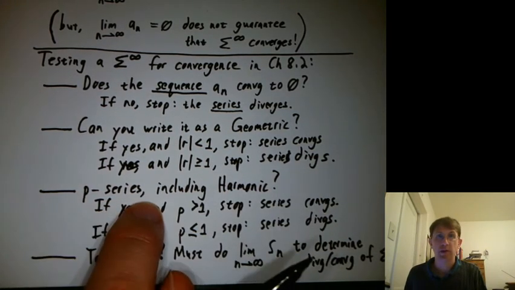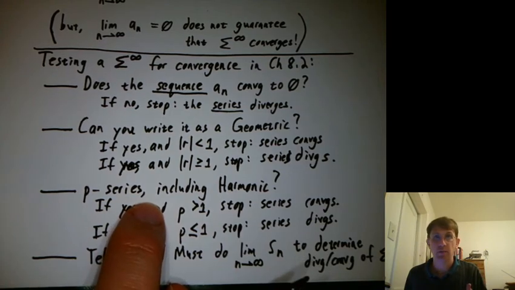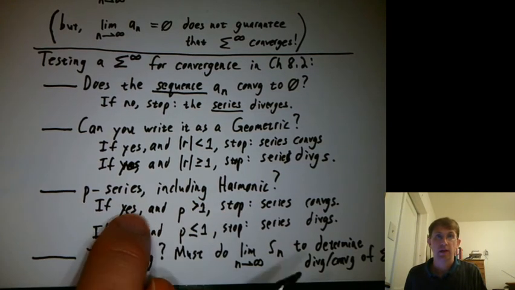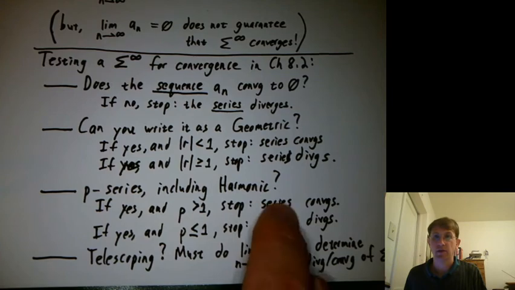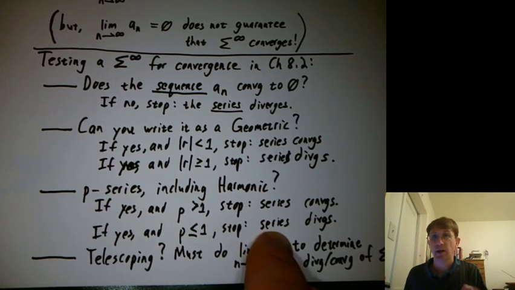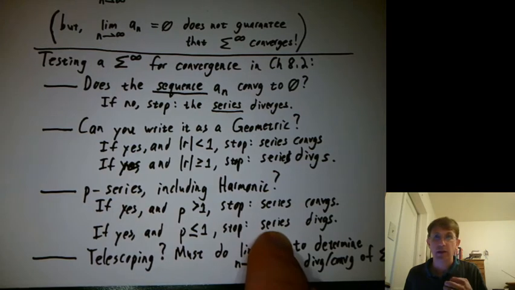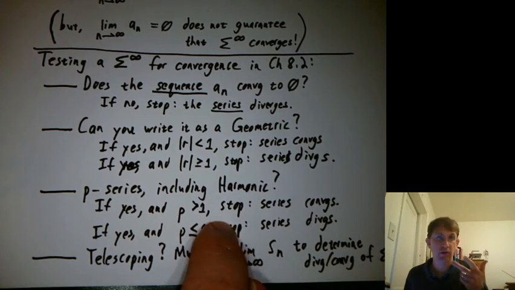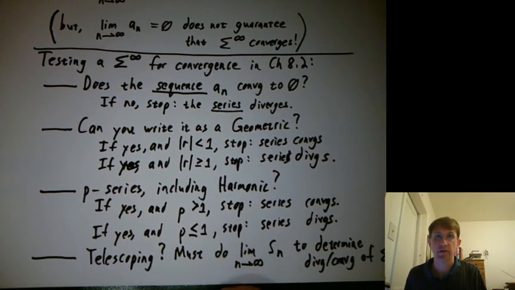Can you think of it as a p series, like 1 over n to the p, including harmonic? If you can, then you can determine whether the series converges or diverges. But unless it's really special, like p equals 2, we can't determine what the series converges to. There's no nice formula unless p is 2, 4, 6, 8, etc. Even the odd numbers, p equals 3, there's no nice formula for what that series converges to.